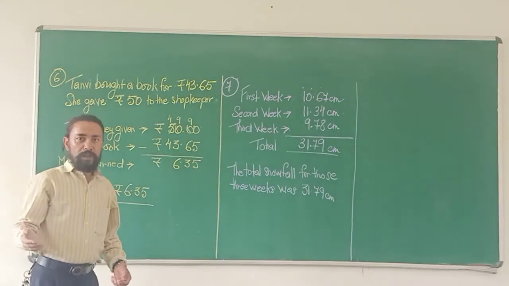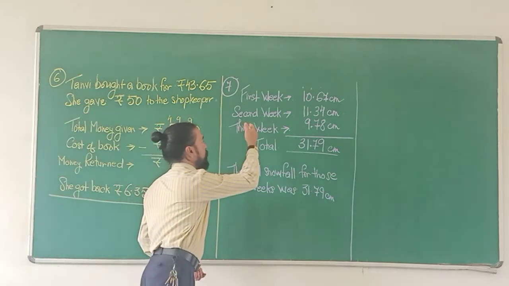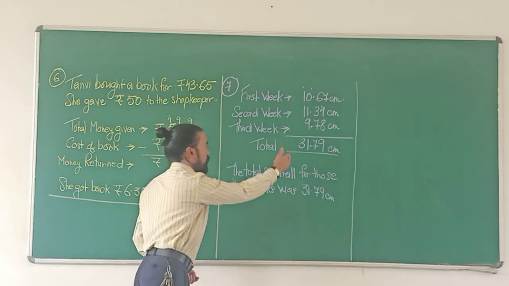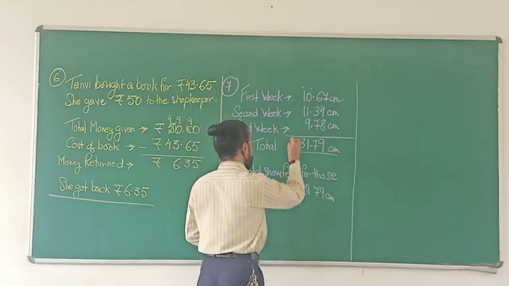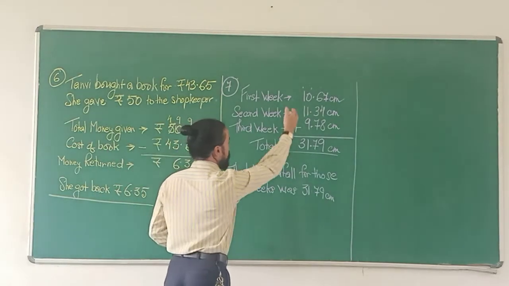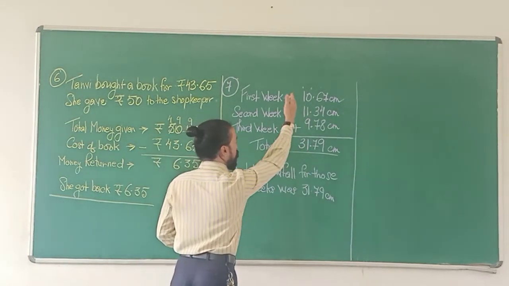Because they have asked for total, I take down the measurement for the first week, then the second week, then the third week, and I total them down. I add all of it. I'm going to sign here. This is an addition sum, and the subtraction sign is already there. So I add all the quantities or all the measurements.